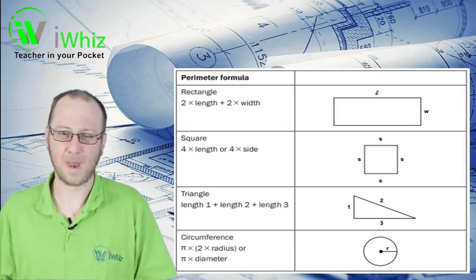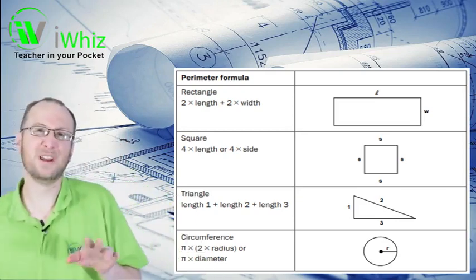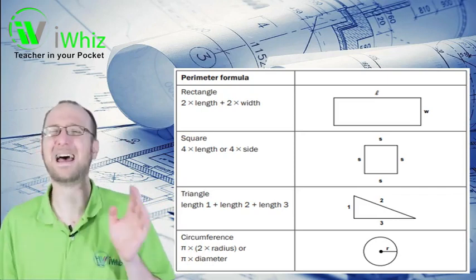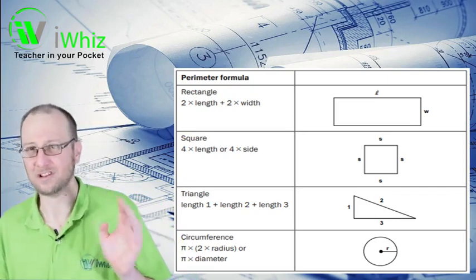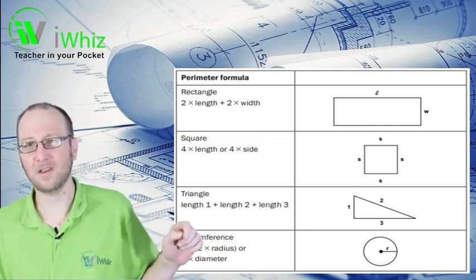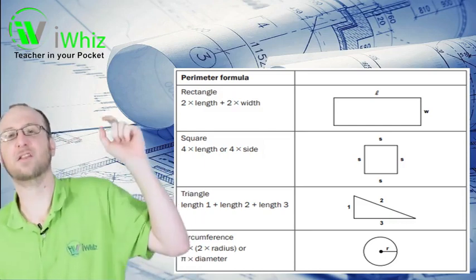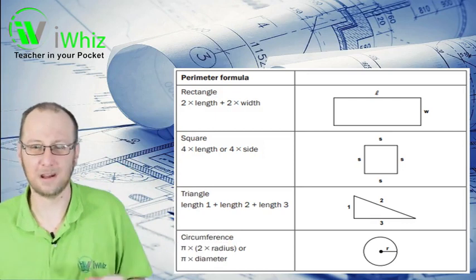Triangles unfortunately don't have an easy shortcut. We just have to add up the length of each side, or each length. So we would go length 1 plus length 2 plus length 3.